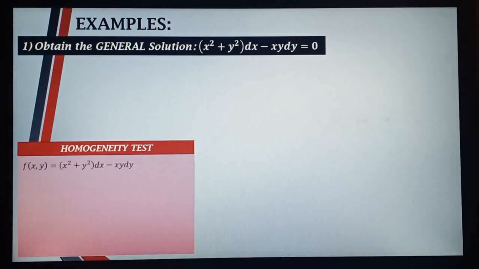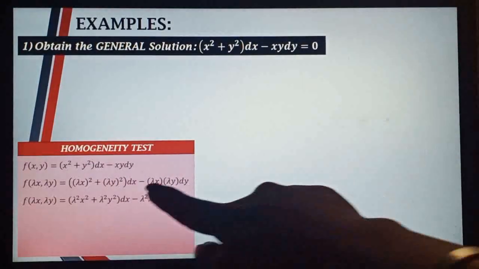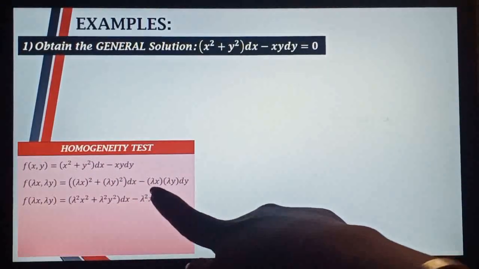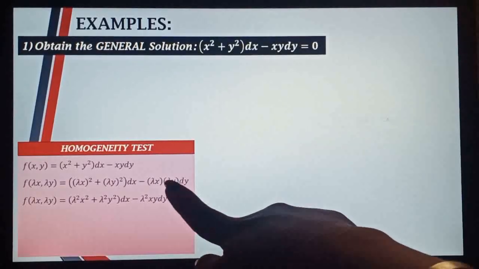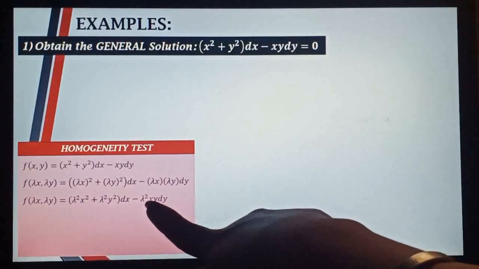We have your equation as the quantity of x squared plus y squared multiplied to dx minus xy dy. Papalitan natin si x at si y ng lambda x and lambda y. So we will now have an equation of lambda x squared plus lambda y squared multiplied to dx minus the lambda x multiplied to lambda y dy. You will notice that this will be lambda squared x squared, lambda squared y squared, then lambda squared multiplied to x and y. Kung mapapansin nyo, lahat ng terms merong lambda squared.